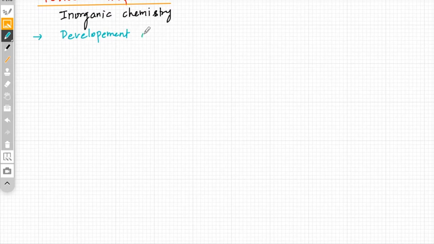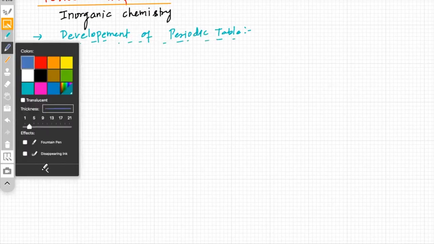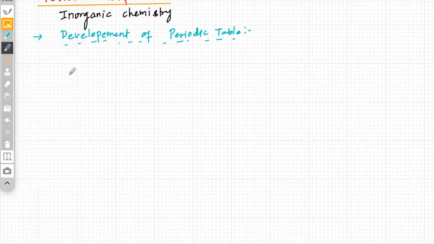Development of the periodic table. We cannot ignore this completely, because maybe in 2022 they may ask you these things in the exam, JEE, or the information may be required. That's why I will go through it quickly. The first attempt was made by the scientist called Proust, and we call this Proust's theory, or Proust's hypothesis.